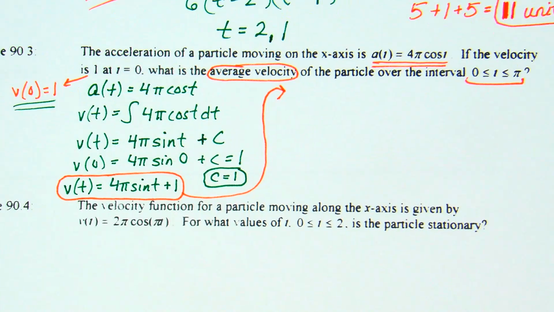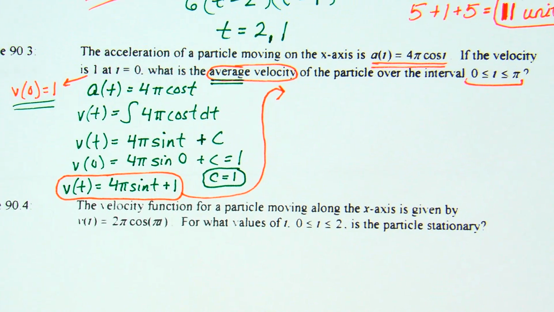Okay. Got a velocity function. How do I find average velocity over the interval 0 to pi? Do we just plug in pi into the function, then divide by pi? No. Is that 1 over b minus a, and then from a to b of something or another?